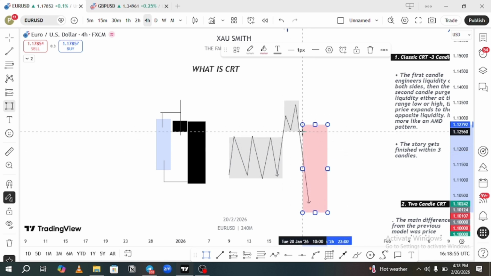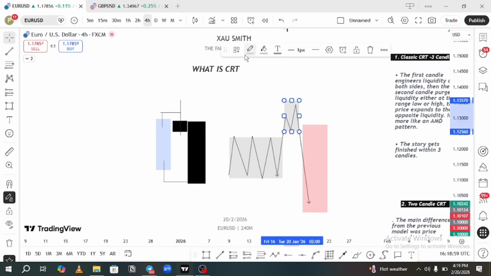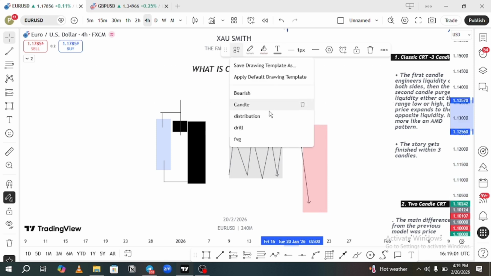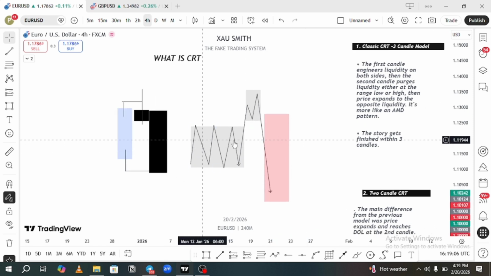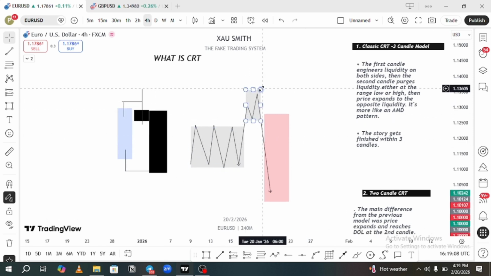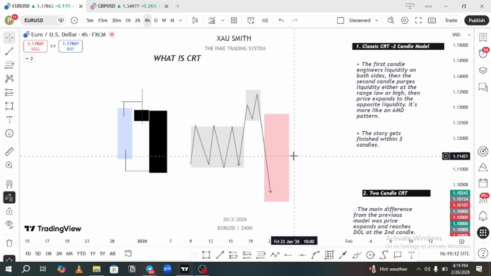The third candle comes to distribute. So the CRT basically means what? An AMD pattern, right? So usually the first candle accumulates, the second candle manipulates either to the upside or to the downside, right? And the third candle will distribute, right?